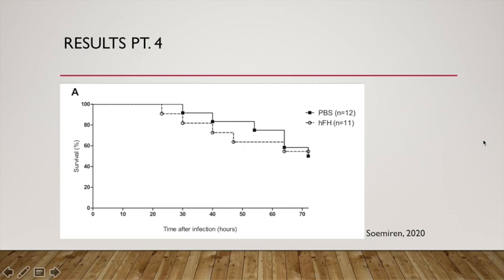Part 4 was actually pretty interesting. This is for the adjuvant factor H treatment. We actually see here that the mice who were given human factor H did not live as long as the control mice, which PBS just stands for basically saline. The control mice actually ended up living longer than the mice who were given factor H alongside antibiotics.